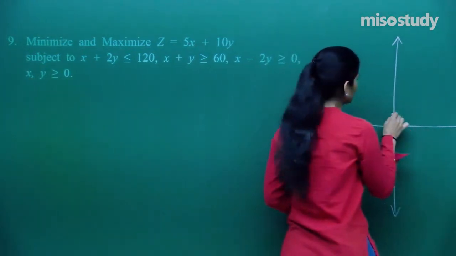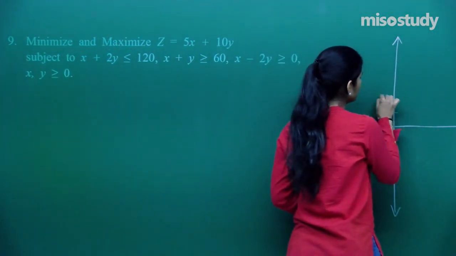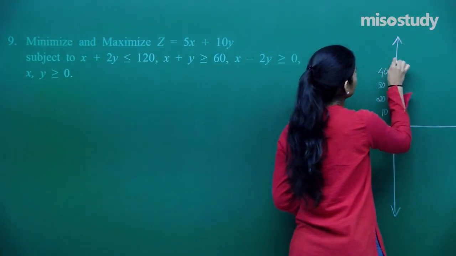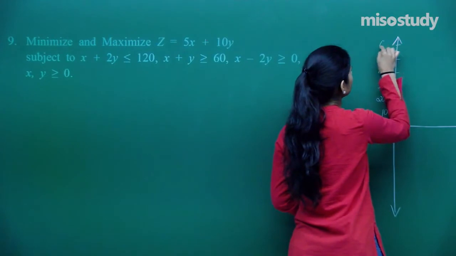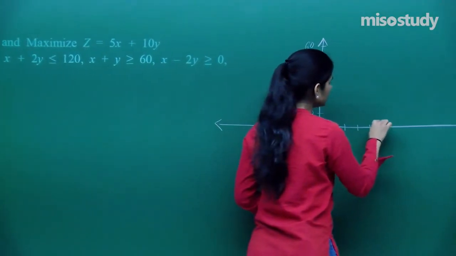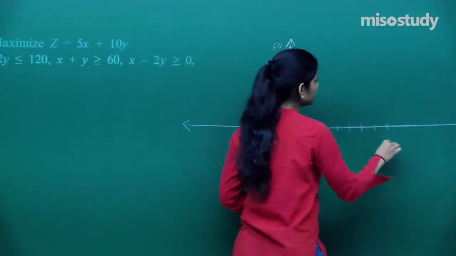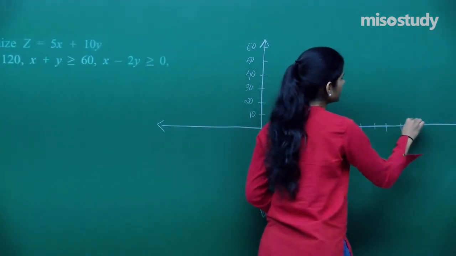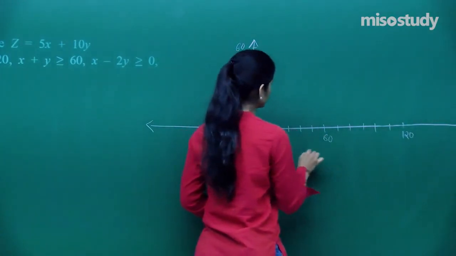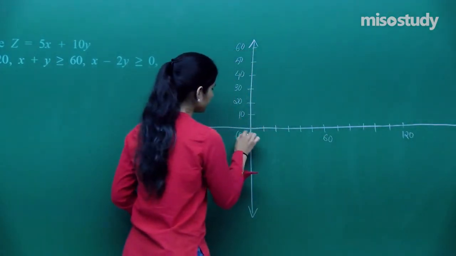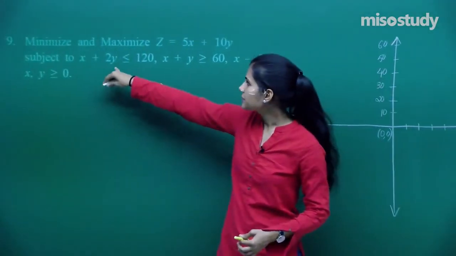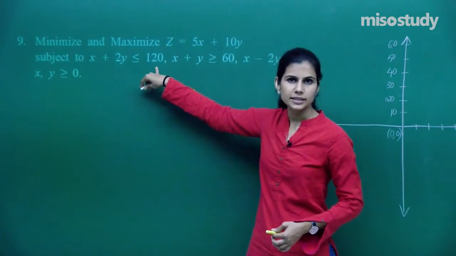So let's talk about plotting 10, 20, 30, 40, 50, 60, 10, 20, 30, 40, 50, 60, 70, 80, 90, 100, 110, 120. This is 60, this is origin. Just for convenience. You have first constraint x plus 2y equal to 120. Let's consider it as an equation.